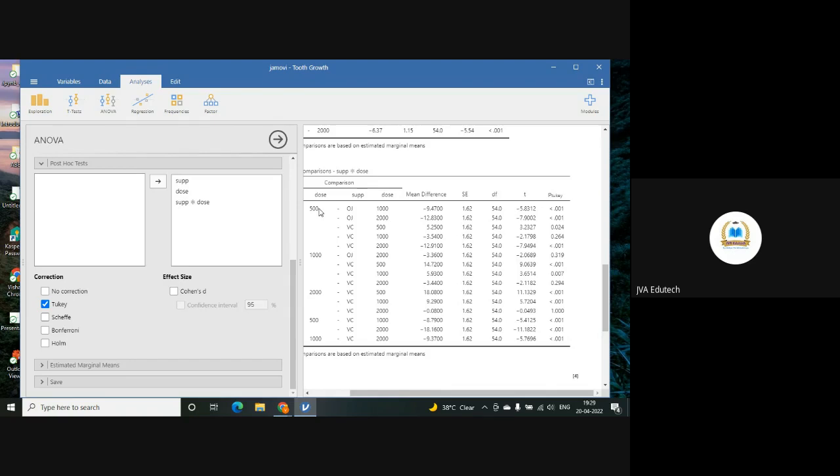But when you are comparing vitamin C, 500 mg of vitamin C with 1000 mg of vitamin C, there exists no significant difference, okay? And 500 mg of vitamin C with 2000 mg of vitamin C shows a significant difference. So you can say that when orange juice is given in different doses, they differ significantly. However, vitamin C only differs in the case of 500 mg and 2000 mg. There is no significant difference between 1000 mg and 500 mg of vitamin C. Similarly, you can see the other tables and work out which one is different.